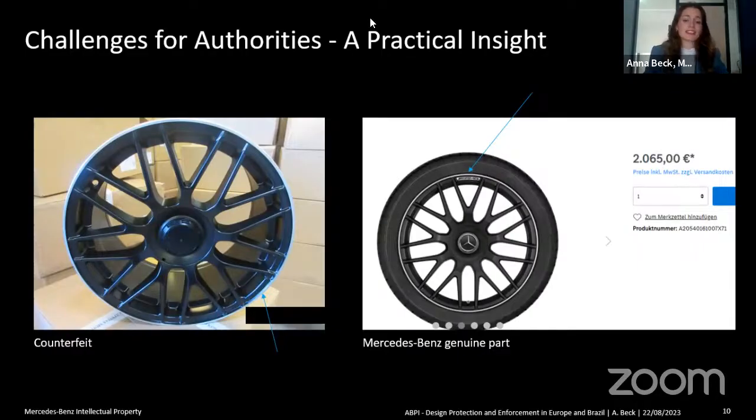And just to give you an idea how important this vehicle part is, because this rim, you can see it's a really expensive one. It costs over 2,000 euro per rim. I think this is around 10,000 Brazilian real. So I would expect that the counterfeited rim was sold for about 2,000 euro per set. That means for all 4 rims.